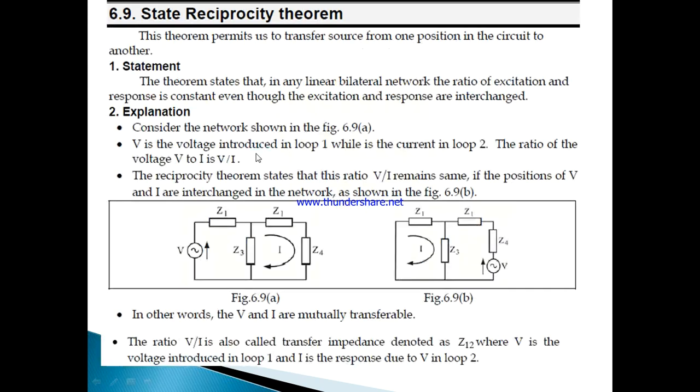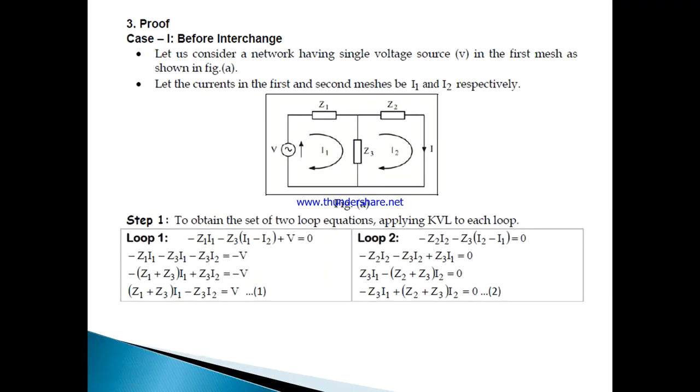So now I am going to prove these statements with the same example. Before interchange, in the initial condition, I am going to find the response to the source excitation. The other name for the excitation is source, and the response is the current that I am going to find.